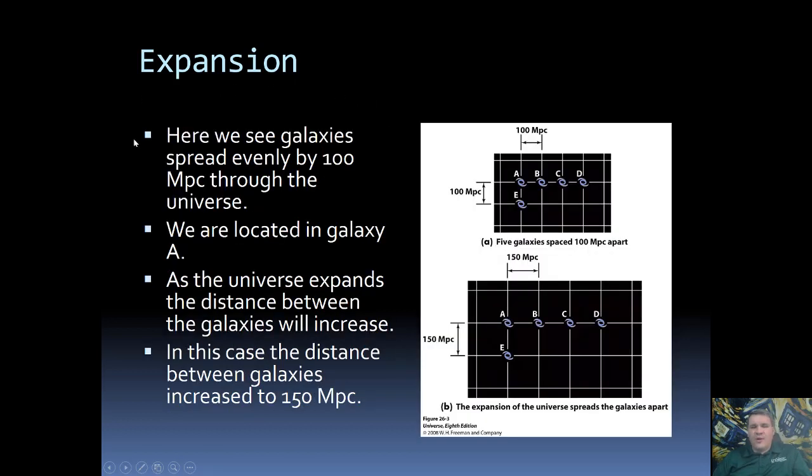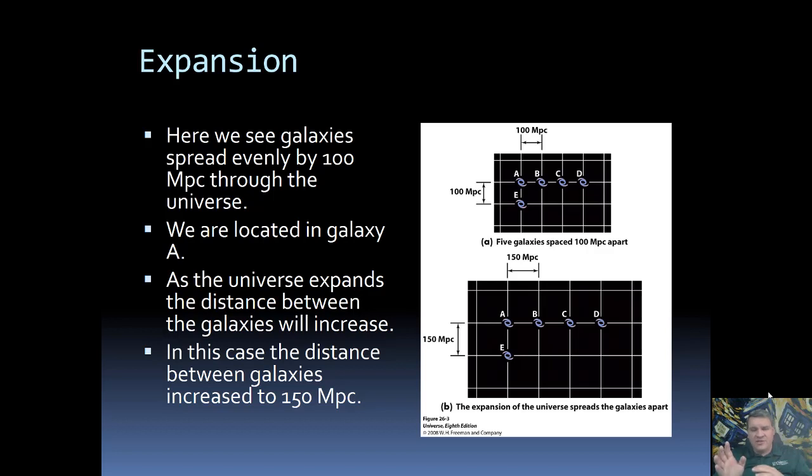Alright, so let's take a look at what this means for an expanding universe. In this case, we have galaxies that are separated by 100 megaparsecs. So from A to B is 100, from B to C is 100, from C to D is 100. Now we're going to pretend that we are on galaxy A looking out. So we see that from A to B is 100, from A to C is 200, and then A to D is 300. Okay, so we know how far away galaxies B, C, and D are from us. B is 100, C is 200, and D is 300. Now this is one snapshot in time. We're then going to allow the universe itself to expand, and then we're going to measure again.